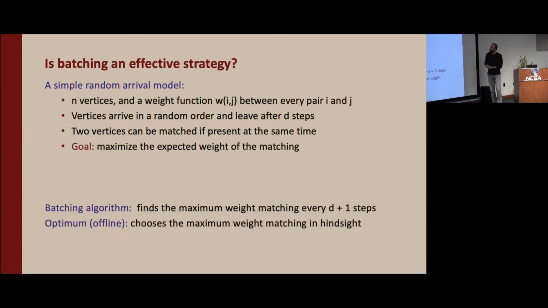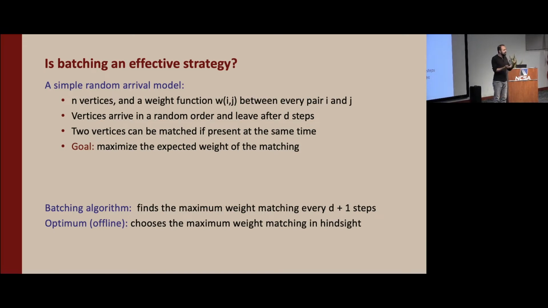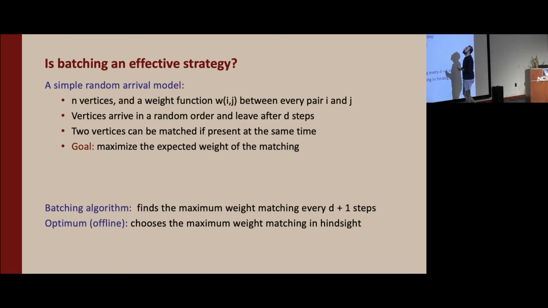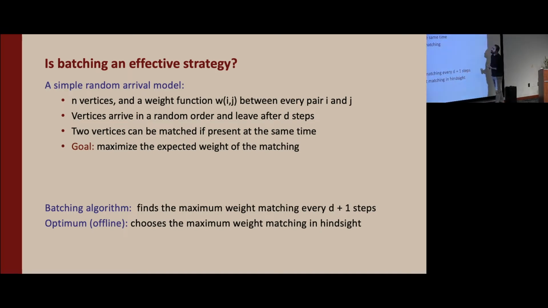So the question that we asked was, is batching an effective strategy? What can we say about the performance of batching? And we looked at a simple random arrival model. Imagine you have a graph with n vertices, and for every pair of vertices, I have this W weight function that tells me what's the value that can be gained from pairing these two vertices to each other.